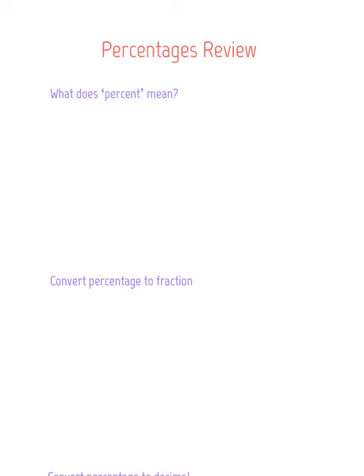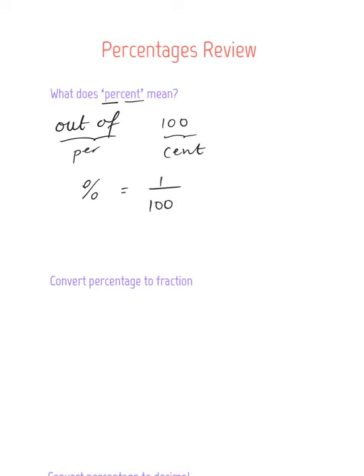So to start off with, what does percent mean? Well, the first term, per, means out of, and the second part, cent, means hundreds. So per means out of and cent means 100. Therefore, the percentage sign means 1 out of 100.